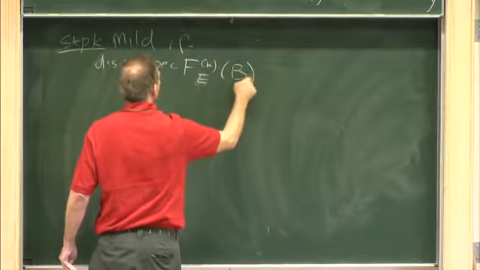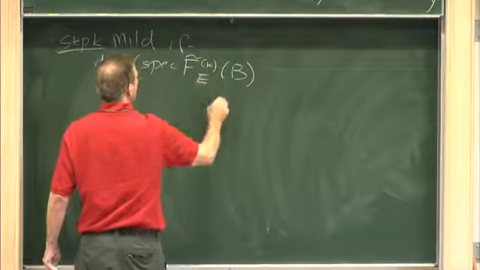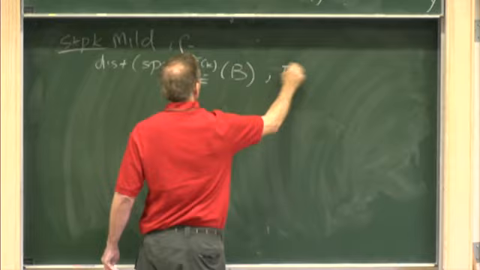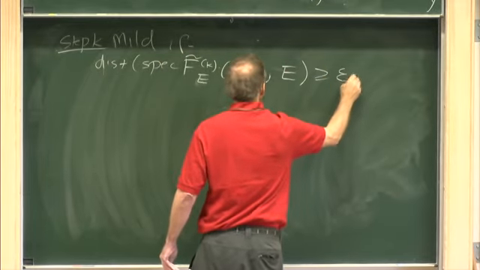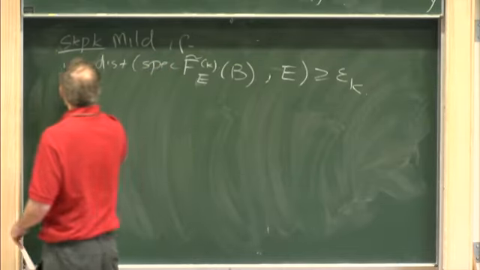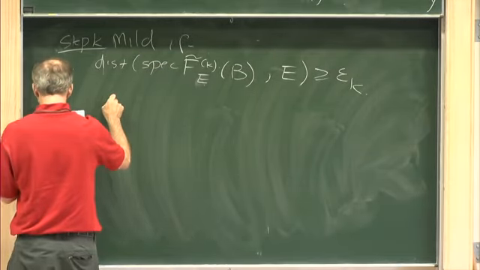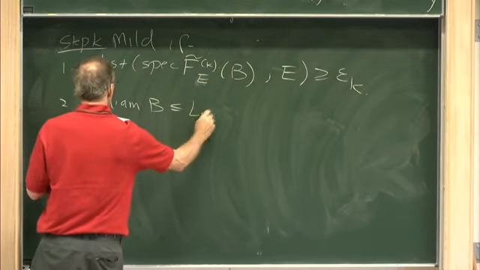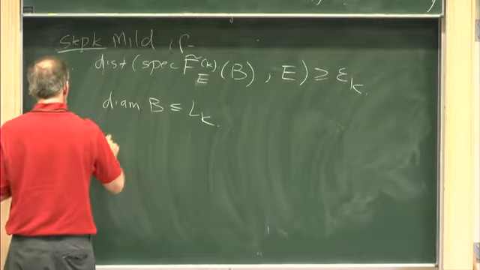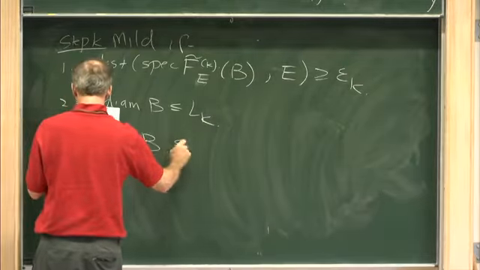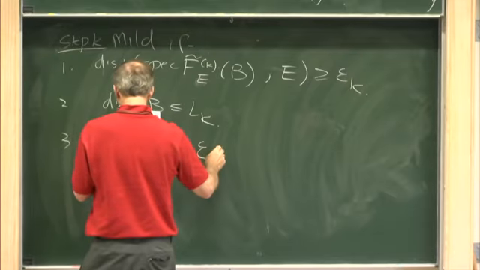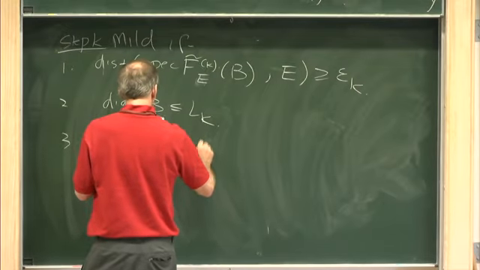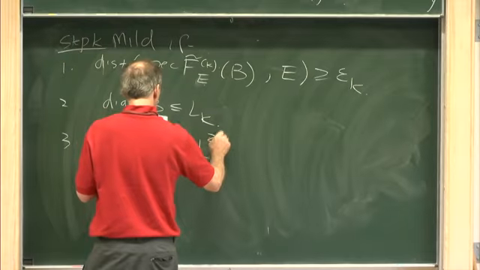We have to restrict to a particular block, which means we truncate it. This has to be bigger than epsilon k. And then there's a diameter condition. And thirdly, there's a volume condition. Lk to the 2 psi over 5.